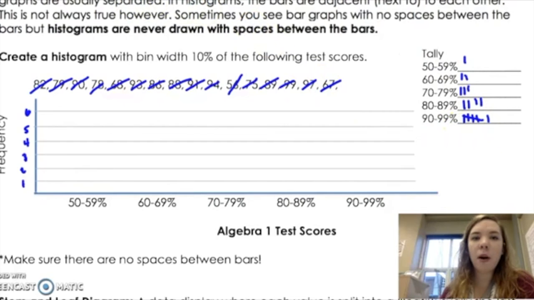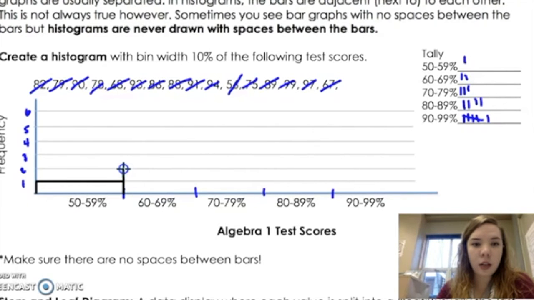So when you're making your bars for a histogram, instead of making one right above, you make one halfway in between your bins. So our bars are going to end in these halfway sections, and they're going to connect. So 50 to 59, I had 1. I'm going to start on the edge and go until I hit there.